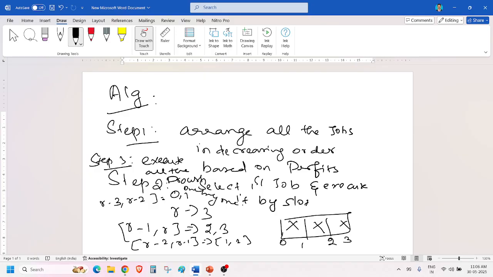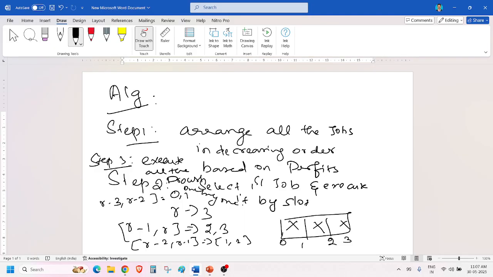Once again I'm saying, please listen. First you have to arrange all the jobs in descending order based on the profit value. That is the first step. In the second step, you take the first job, select it and execute it based on the slot. The formula is r minus 1 comma r. If they give the slot r as 3, like that, you can take it from that. Then you have to execute all the process one by one. So this is the algorithm.